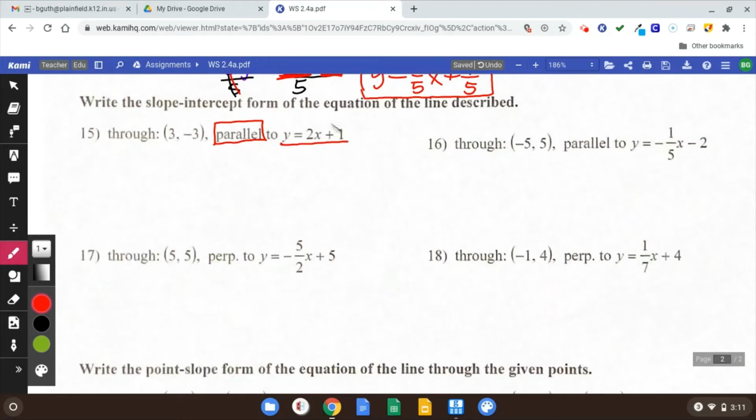So what you should have remembered, go back to the very first thing that we talked about, parallel meant same slope. So we can see that this line has a slope of 2. So my line, which is parallel to this, is also going to have a slope of 2. Think about it. If I've got a slope of 2, then any line that's parallel is going to have the same slope, m equals 2.